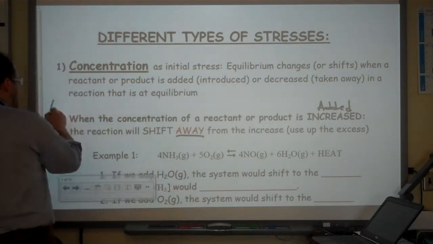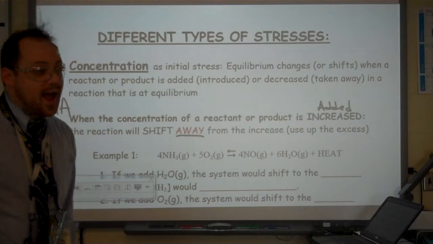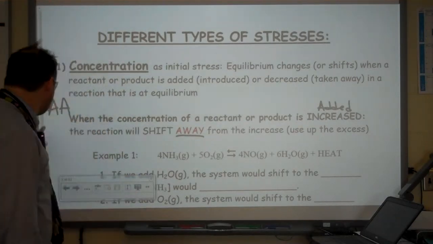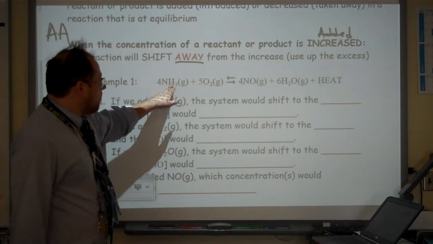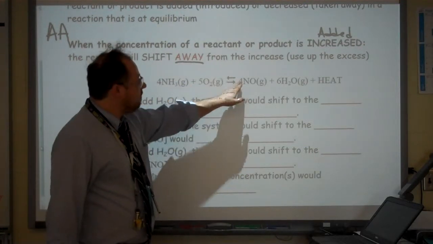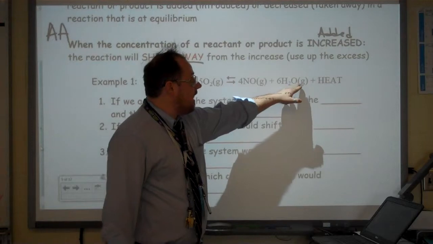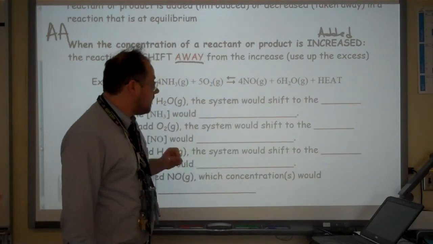That's why I'm going to keep telling you A: away from what you add. Away from what you add in a Le Chatelier's equilibrium stress situation. Example 1. 4 moles of ammonia gas and 5 moles of oxygen gas are in equilibrium with 4 moles of nitrogen oxide gas, 6 moles of water gas, and heat. Okay, so that's our equilibrium because we've got a double-headed arrow.